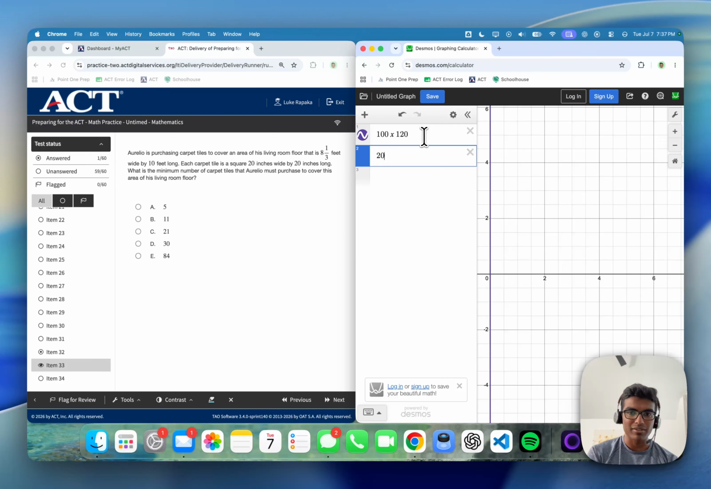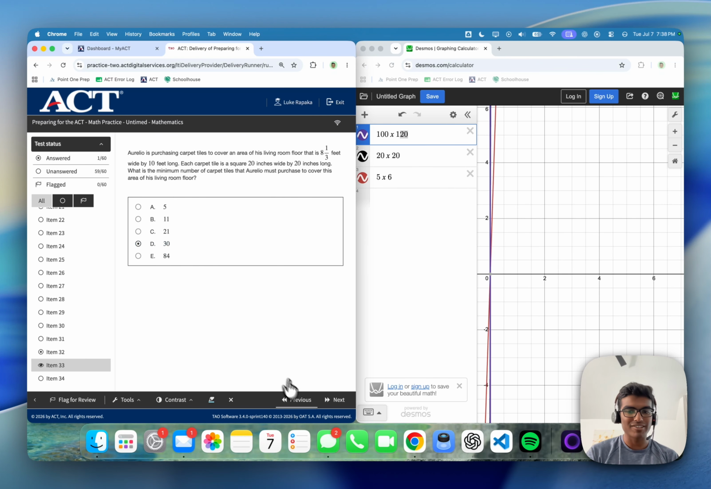Then we're going to fill this with 20 by 20 tiles. What I'm going to do here is basically just do 100 divided by 20, and then I'll get 5. Do the same thing, 120 divided by 20, and I get 6. And why this works is because say you have the width, which is 100, 20 goes into 100 5 times, so that would be the width. And then similarly for the length, 120, and 20 goes into 120 6 times. Then you do 5 times 6, which is 30. So that's your answer.